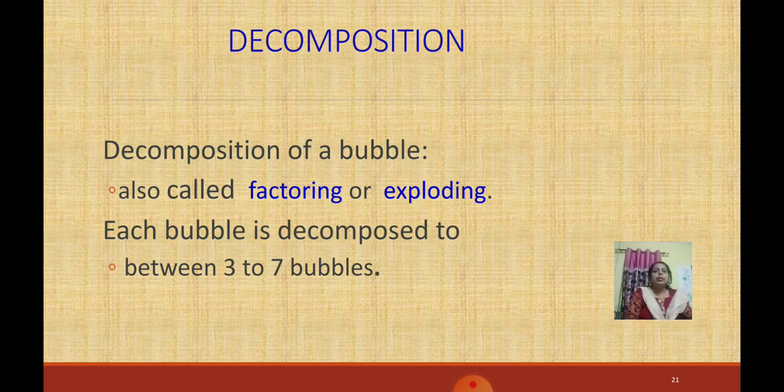Decomposition. Decomposition of a bubble is also called factoring or exploding. Means how can we decompose a function into subfunctions? That is known as decomposition. Each bubble is decomposed into between 3 and 7 bubbles. Means a function we can decompose into 3 to 7 subfunctions. Okay.